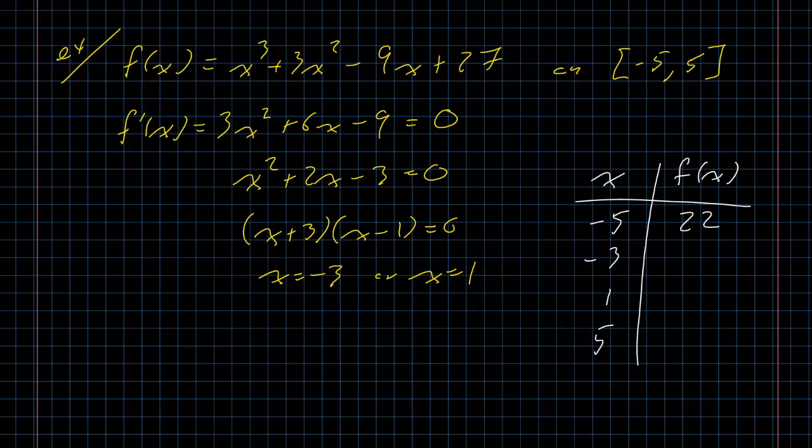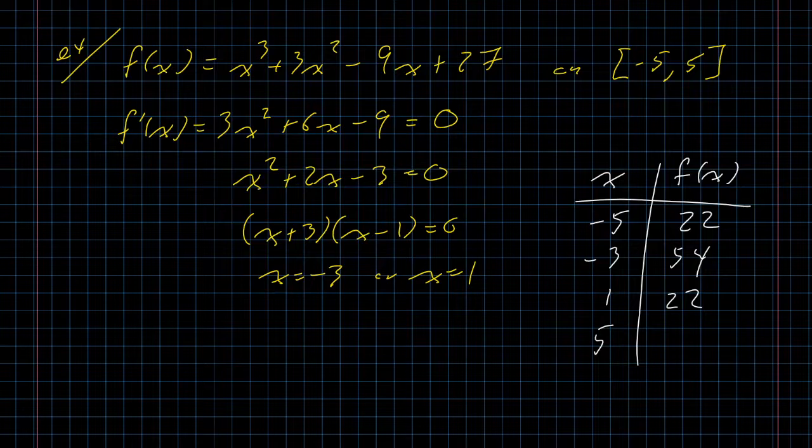Negative 3 cubed is negative 27. 3 squared is 9. 9 times 3 is 27. Right? Negative 27 and 27 is 0. And then 27 and 27 is 54. One cubed is 1. 3 times 1 is 3. Minus 9 times 1 is minus 9. And 27. So we have 1, 3, minus 9, which is minus 5, plus 27, comes out to 22 again.